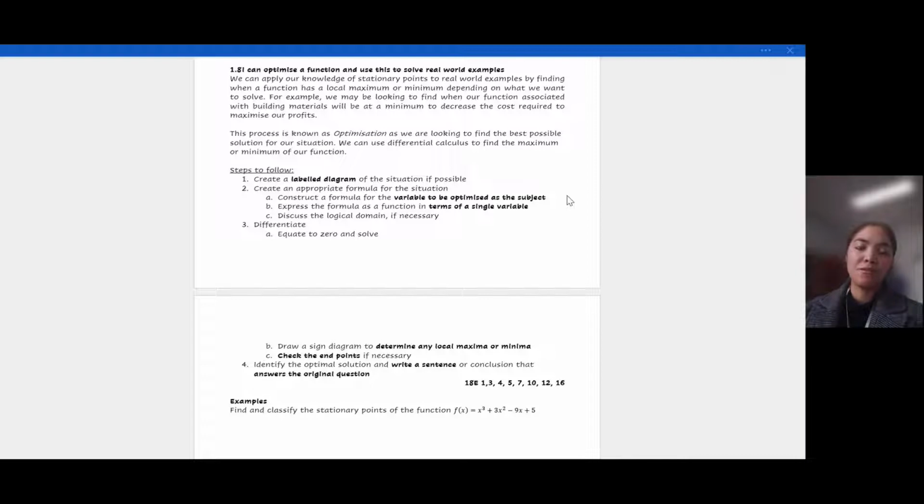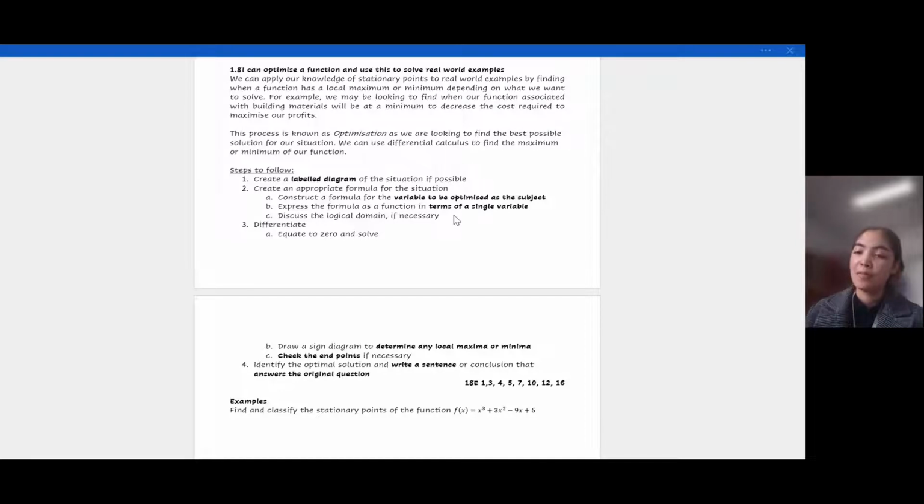Then I want my formula as a function to be in terms of a single variable. So make sure there's only one x or one y, not x's and y's all in the same formula. Otherwise, you're not going to be able to solve for one variable, because you've got two unknowns rather than one. And then we need to discuss the logical domain if necessary. In terms of the cake tin, it might be unreasonable to look at a cake tin that was 100 meters long by 20 meters wide. Maybe we want to restrict that domain to reasonable cake tin sizes.